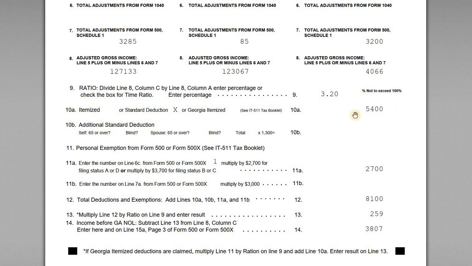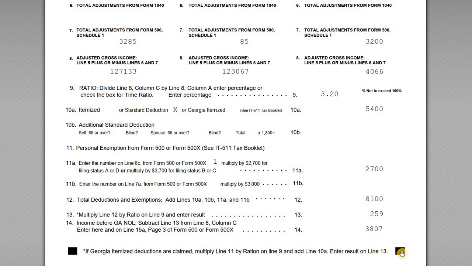The standard deduction for a single filing taxpayer is $5,400. We've got the personal exemption based on our filing status, which is $2,700. So the total deductions and exemptions before the reduction is going to be $8,100. Now in line 13, it's asking us to multiply line 12 by that ratio and enter here. So 3.2% times 8,100 is $259. So now we can take our adjusted gross income from Georgia sources, $4,066 minus $259, which gives us $3,807.